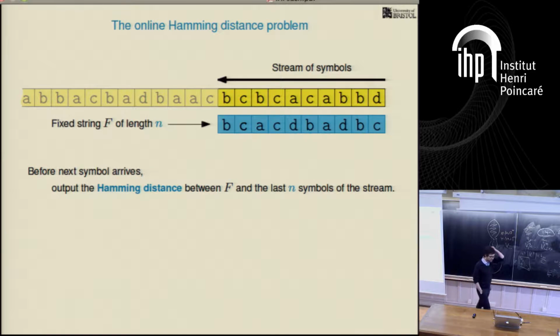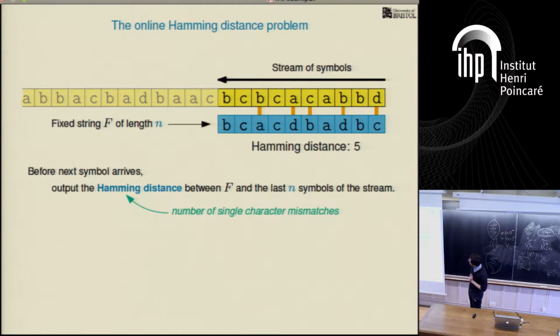Okay, so this is about the online Hamming distance problem. You have a stream of symbols and a fixed string f of some length n. You have to compute the Hamming distance between the fixed string and the stream of symbols. Here the Hamming distance is 5, the number of mismatches. A is different from B, D is different from A, B is different from C, D is different from B, and C is different from D. So there are 5 differences.